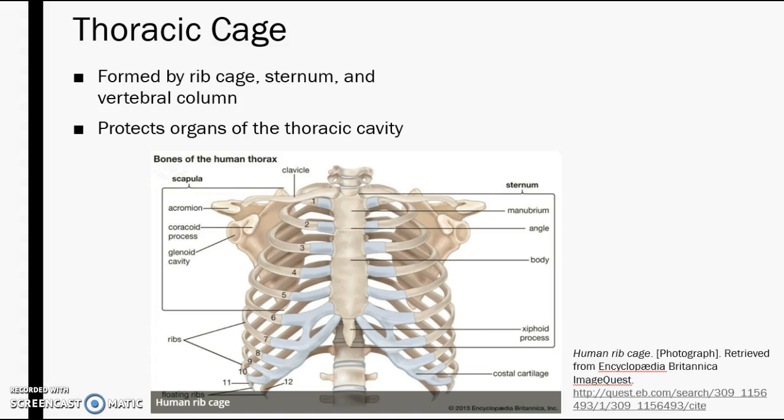The thoracic cage is formed by the rib cage, the sternum, and the vertebral column. Its function is to protect organs of the thoracic cavity. And you can see the rib cage labeled there because there are different designations for the different pair of ribs. So we have 12 pair of ribs, and they have some different designations. So remember that the last 4 ribs are not considered our true ribs. They're false ribs, and of those, the last 2 are actually floating.